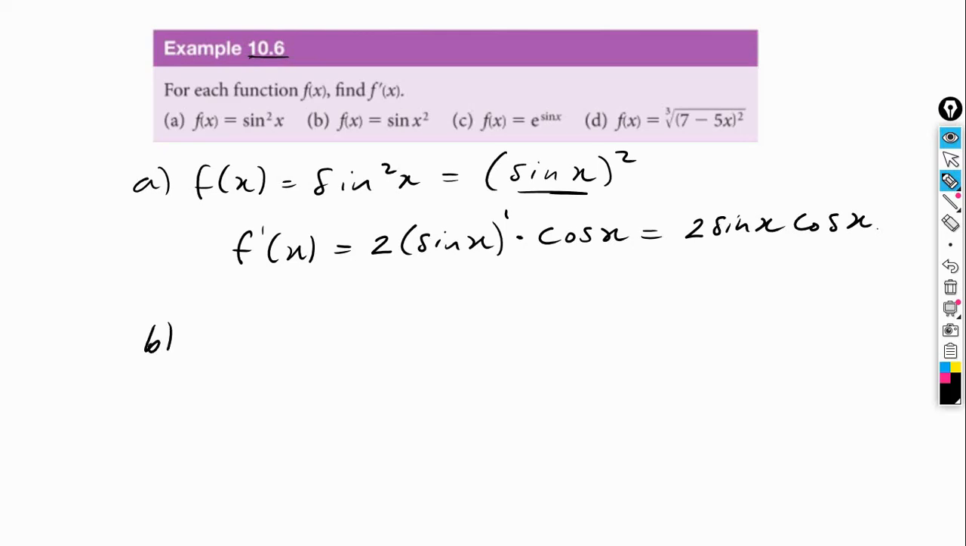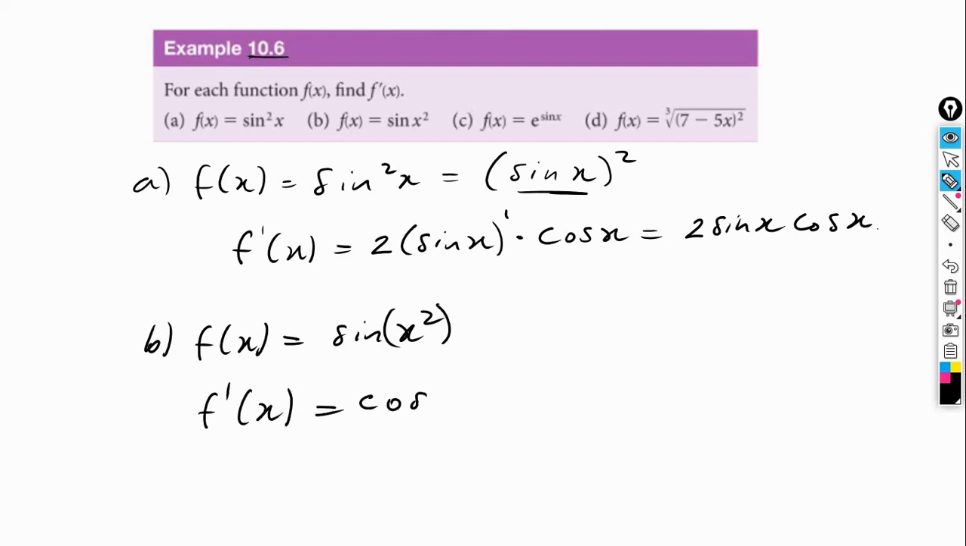For B, they have f of x equals sine of x squared. So notice that this one is different from the previous one. They are not to be confused, because the inside function would now be x squared and the outside function would be sine of x. So obviously the derivative of this would be derivative of the outside, cosine of x squared, because we leave the inside intact, times the derivative of the inside, which is going to be 2x. And then it's a good habit to rewrite this as 2x cosine of x squared.